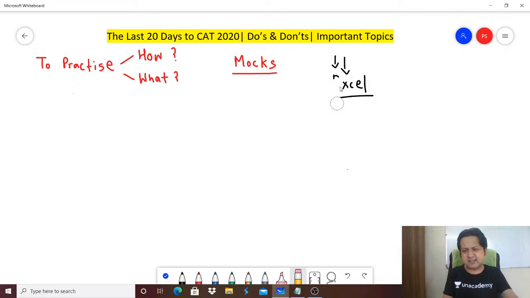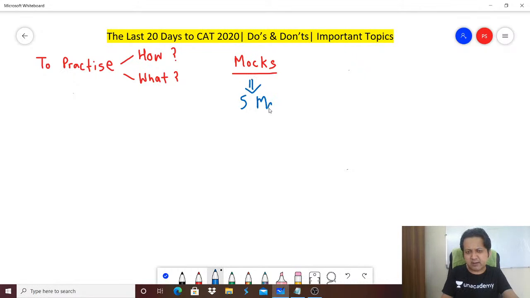Maximum in the last 20 days. Don't give more than that. Or even if you want to give more than that, probably how many? 5, at the max 5 mocks in the next 20 days. Not more than that. Okay.